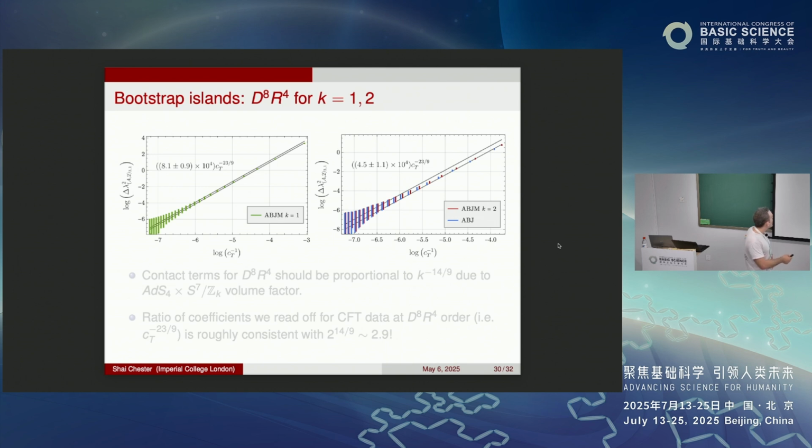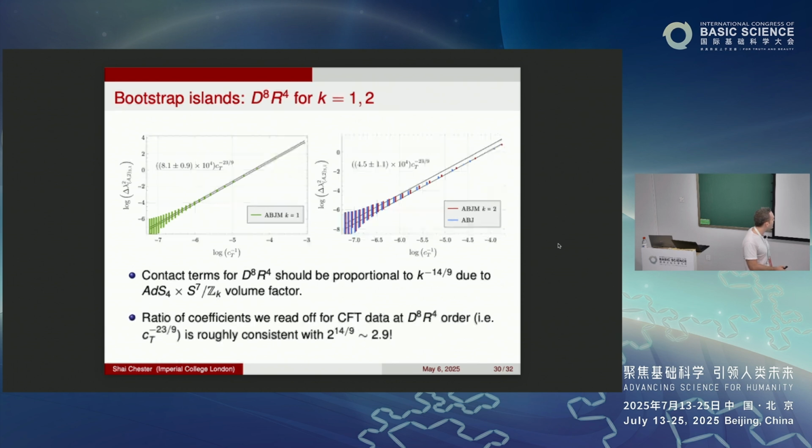And there's actually a check on these numbers. Because we know from dimensional analysis that when you compactify M theory on AdS4 × S7 mod Z_k, this contact term of D^8 R^4 should come with a certain power of k. That just comes from dimensional analysis. And it's k to the minus 14/9. So that means the ratio between these two numbers should be 2 to the 14/9, being 2.9. And indeed, the ratio between these two numbers, with the error bar, is consistent with this value.